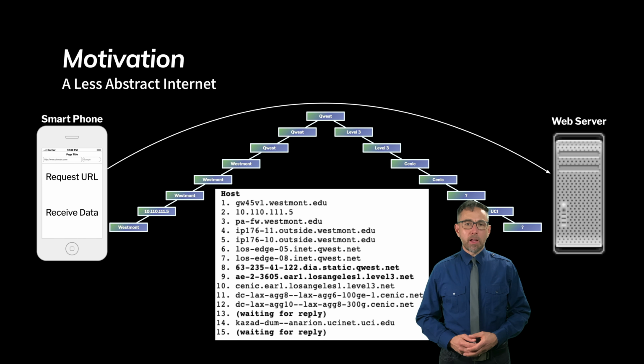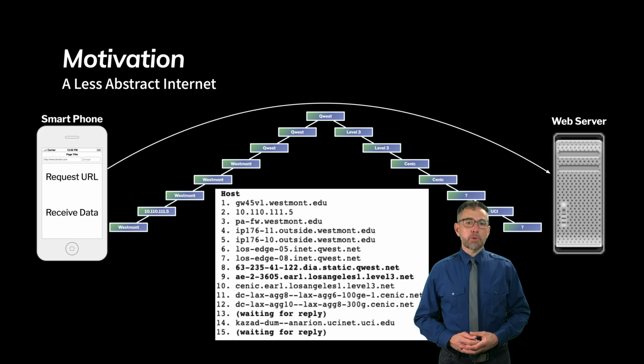This is an example of the actual computers that are contacted as I made a request from Westmont College in Santa Barbara to the University of California, Irvine in Irvine, California. In order to make this request, a total of at least 15 different computers had to collaborate together in order to get my request from one campus to another campus, and in order to pass the resulting returned data back from UCI to Westmont. Well, which computers were contacted along the way?